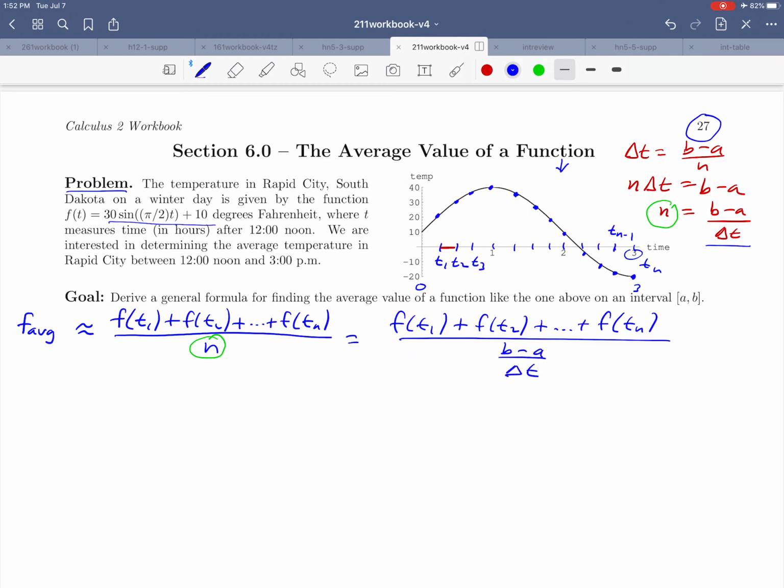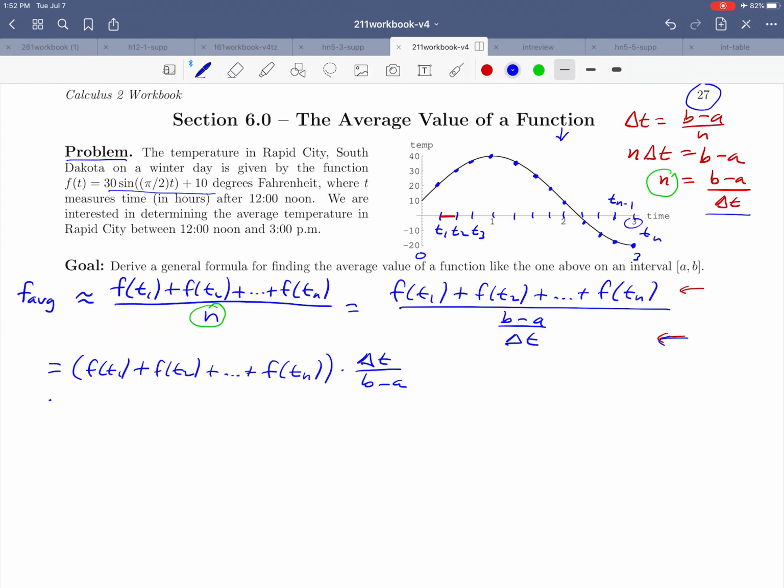Okay, so now what we've got is kind of a fraction within a fraction. We're taking our numerator and we're dividing it by the fraction (b minus a) over delta t. In a situation like that, you can multiply by the reciprocal of the fraction that's down in the bottom. That's what we're going to do. So I'm going to rewrite this as the numerator times the reciprocal of what we have in the denominator, delta t over (b minus a).